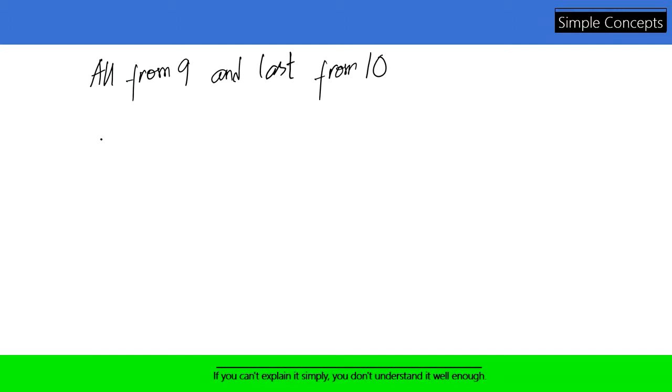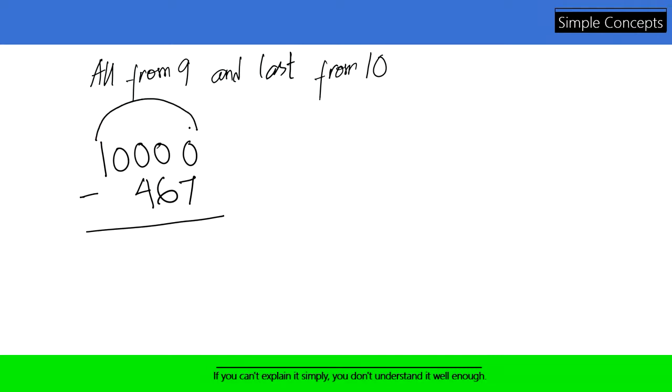For example, let's say I need to do 10,000 minus 467. For kids it is very confusing that you borrow one number from here all the way to here and it becomes 10 here, and all other numbers become 9. Then you say 10 minus 7 is equal to 3, then 9 minus 6 is equal to 3, then 9 minus 4 is equal to 5, and then 9 minus 0 is equal to 9, and this is your answer.